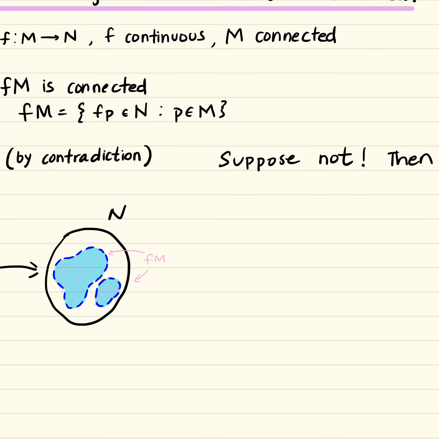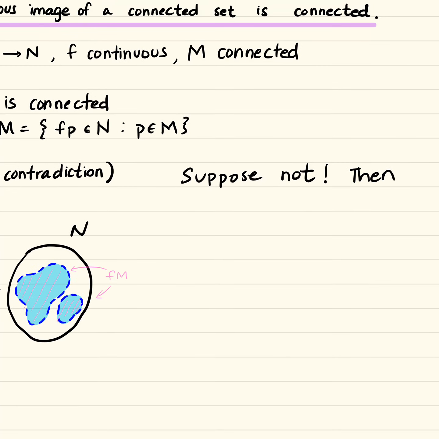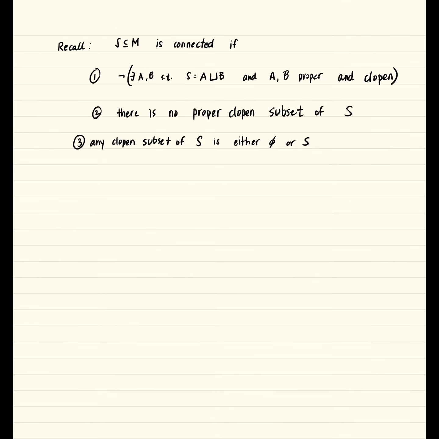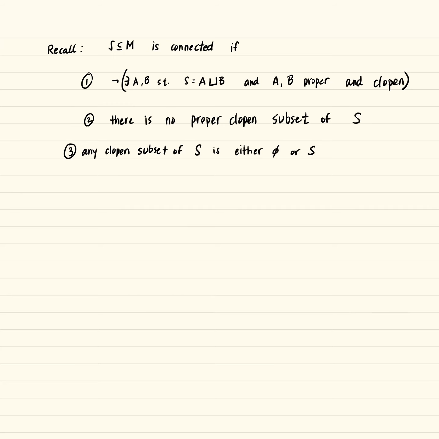Well, what does that mean? Let's go back to what it means to be connected. I've written down here three different and equivalent ways of proving that a set is connected. First is to say there's no disconnection. Second, there's no proper clopen subset. And the third is any clopen subset is either the empty set or S. So we essentially will use there's no proper clopen subset.